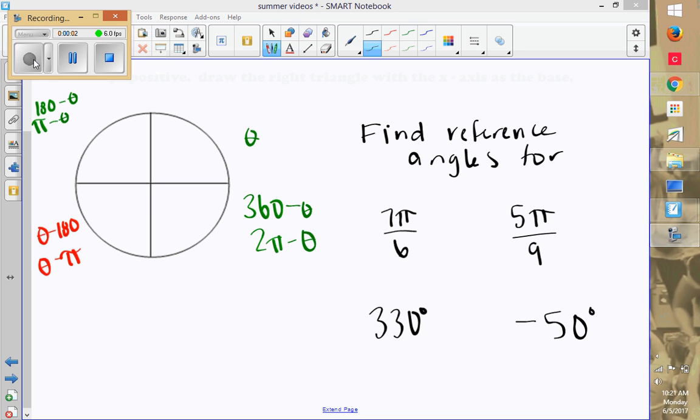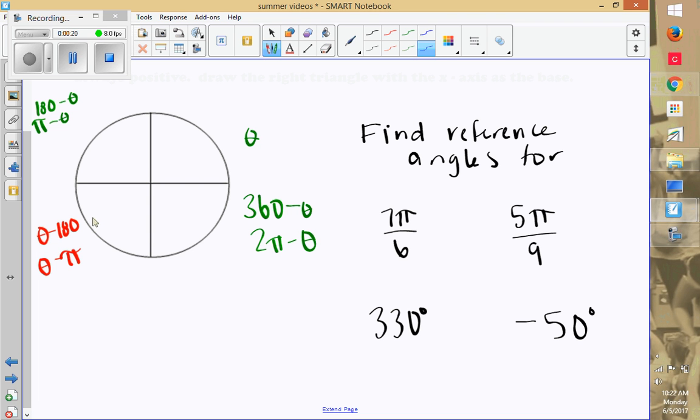Now that we talked about what a reference angle is, let's find some reference angles. So, first one we have here would be 7 pi over 6. That is 6 over 6 would be 1. So this is larger than 1, takes us into the third quadrant.